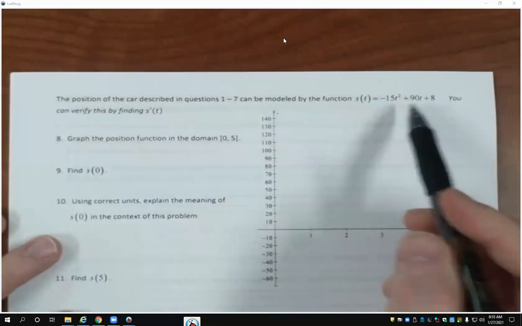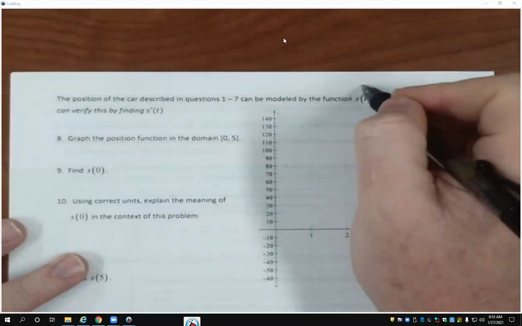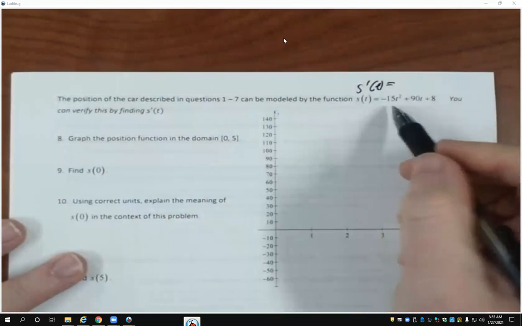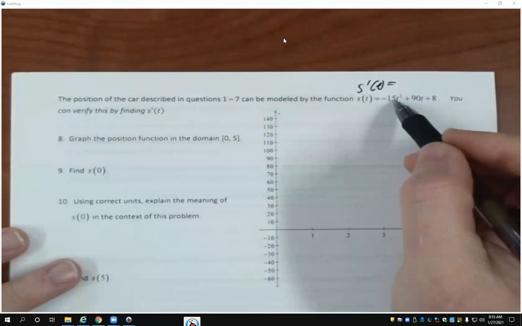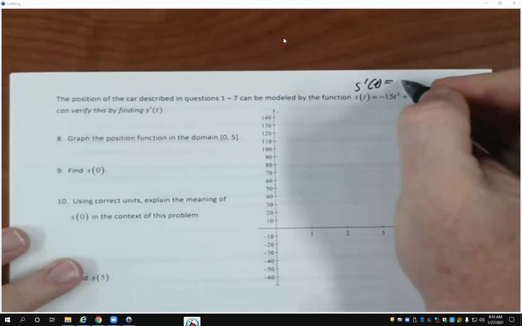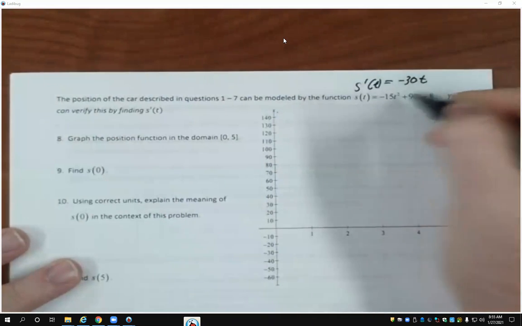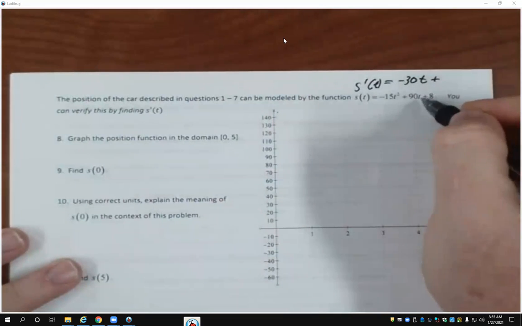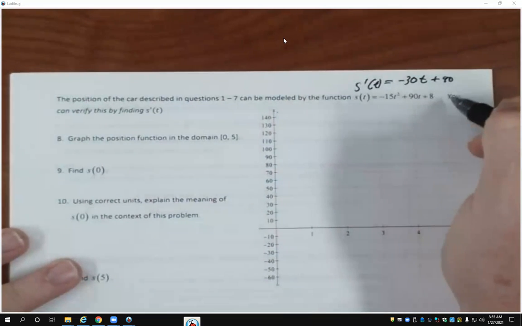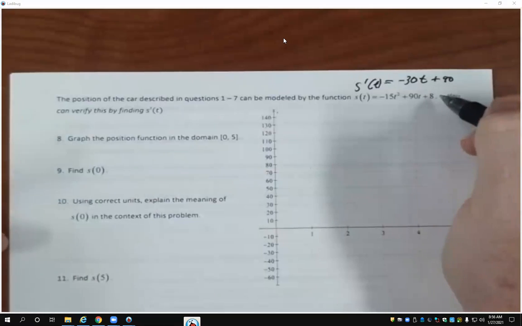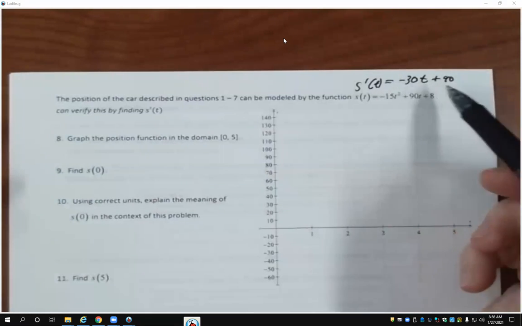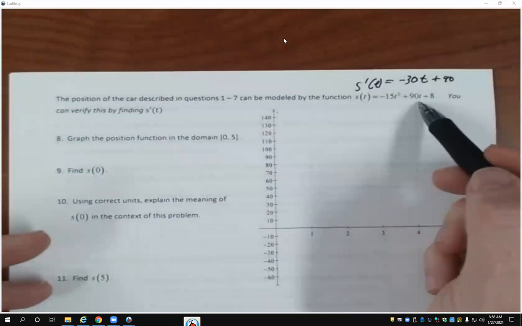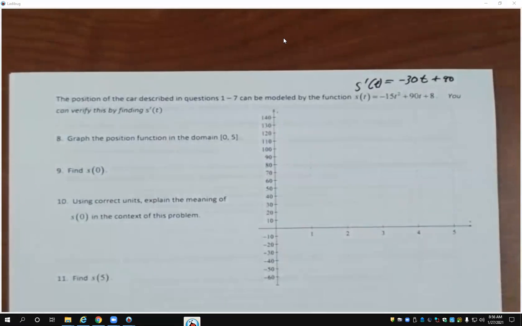We can verify that. What is the derivative of this function? We're going back to last semester. For the derivative, take the exponent and multiply it by your coefficient, so 2 times negative 15 is negative 30, and subtract 1 from your exponent. The next one is 1 times 90, which is 90, and subtract 1 from the exponent. Then the derivative of 8 is 0. You can go back and look: the velocity function was negative 30t plus 90. So here's our position function, negative 15t squared plus 90t plus 8.